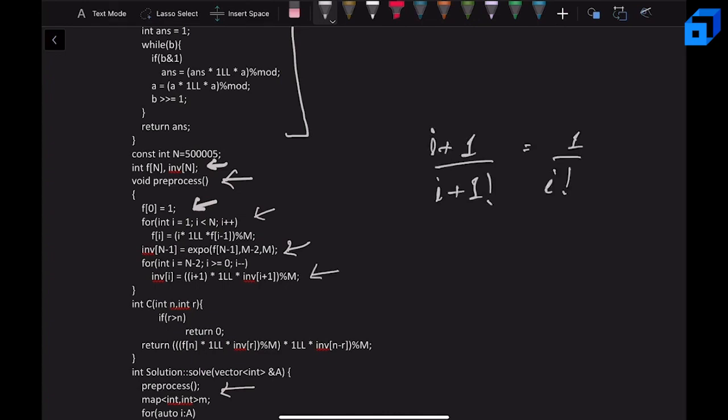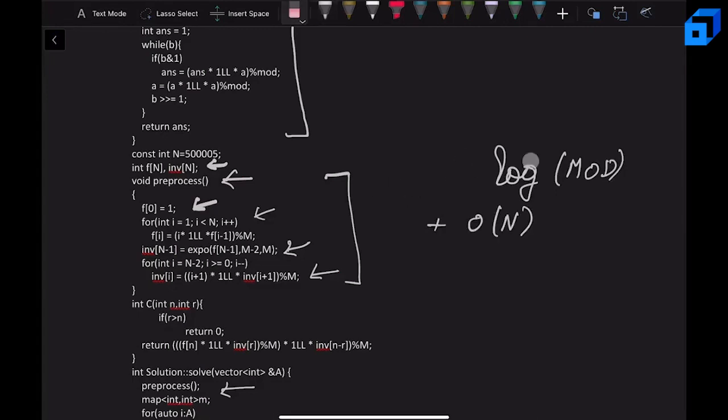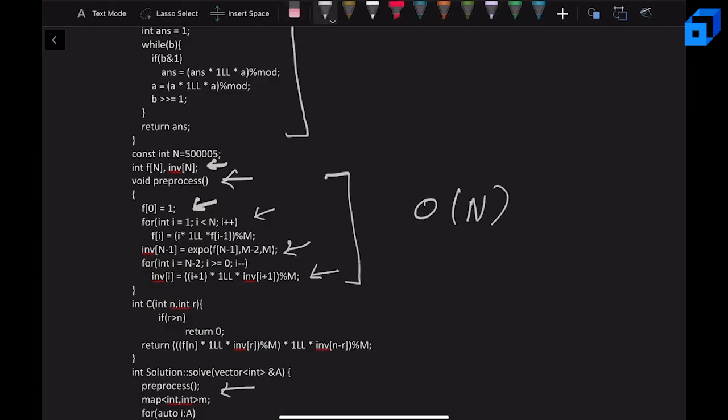So in this way we can calculate factorials and inverse factorials, and the time complexity of the preprocess function will be O of n for calculating all the factorials, and then we calculate inverse factorial of n minus 1, and that is log of mod, because we use binary exponentiation here. But now we again use a single loop, so we'll again have an O of n. So we can actually say that this is of the order n, because log of mod will actually be quite smaller. So we can actually do this preprocessing in O of n.